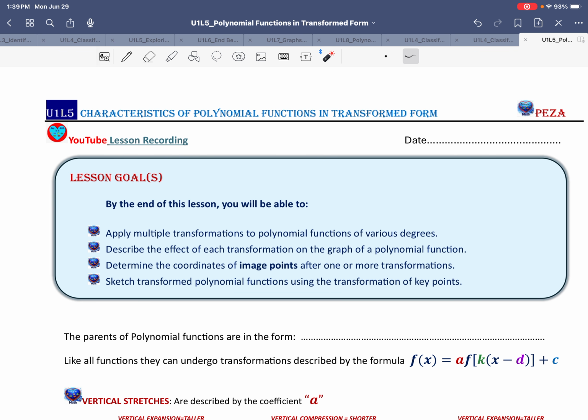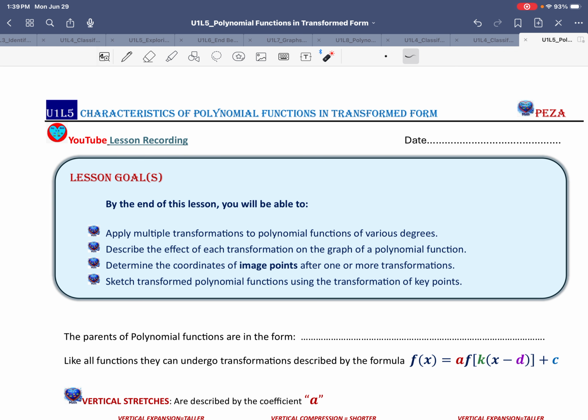Now, if you've ever felt confused by multiple transformations, you are not alone. The good news is that there is a simple strategy you can use every time. So, by the end of this lesson, you'll understand how multiple transformations work, know the correct order in which we apply them, and be able to determine the image coordinates and sketch transformed polynomial functions with confidence.